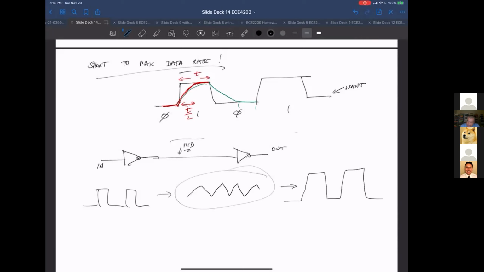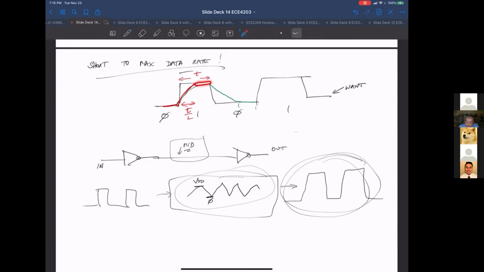This value has to get to the full result. Otherwise, you can get fooled by looking at this output and seeing it transitioning, but you'll have a serious problem. At the very, very least, you have to make sure you reach your VDD and ground at these points. Even if you don't dwell much here, at the very least you have to get to this point.